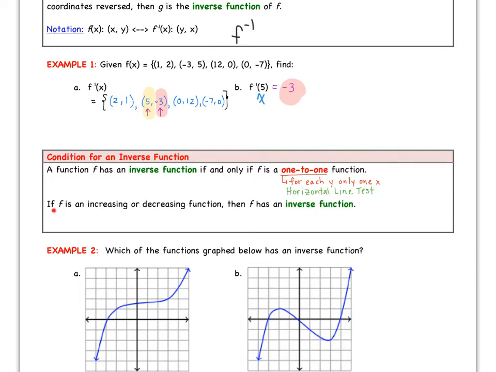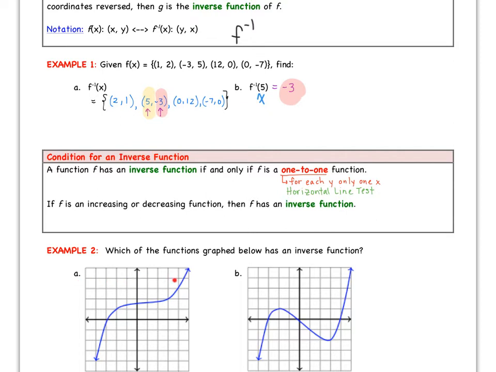All right, then the other part is if f is an increasing or a decreasing function, then f has an inverse. So we can think about that as well, but again, it all comes down to this horizontal line test. And so we can take a look at a function to determine if its inverse is a function using the horizontal line test. So let's look at these two examples here. Which of the following functions graphed below has an inverse function?